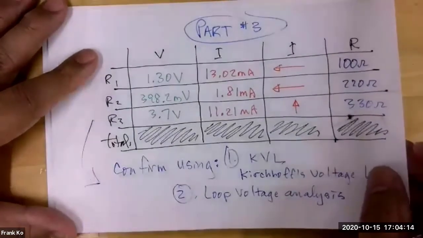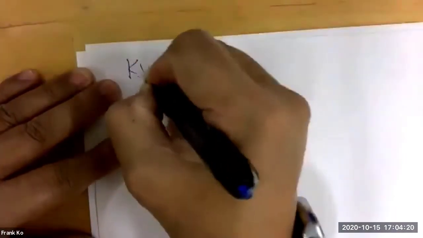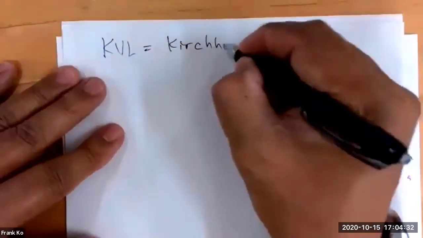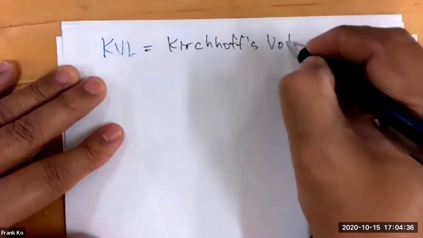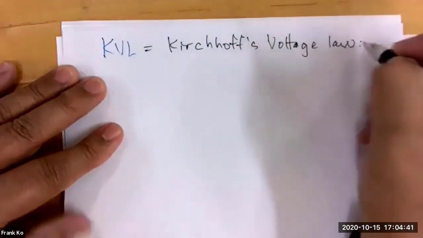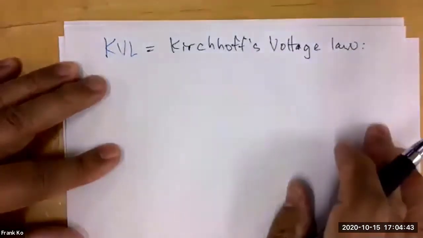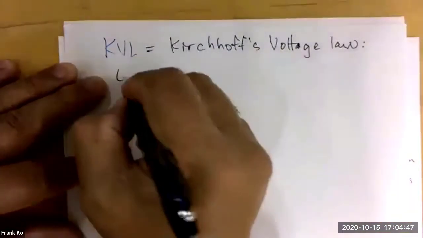Kirchhoff's voltage law, loop voltage analysis is very easily done. Let me explain what this stuff is. Our friend, Mr. Kirchhoff, KVL is Kirchhoff's voltage law. And what Kirchhoff's voltage law states is this, and I like to, a couple of things here.